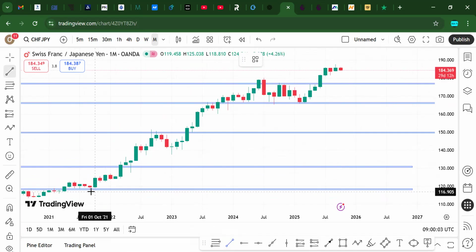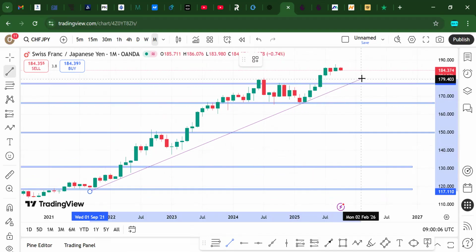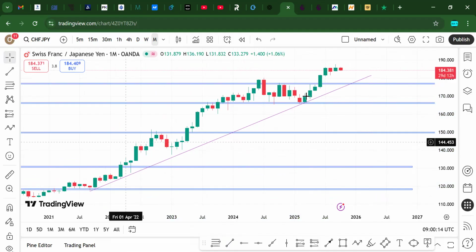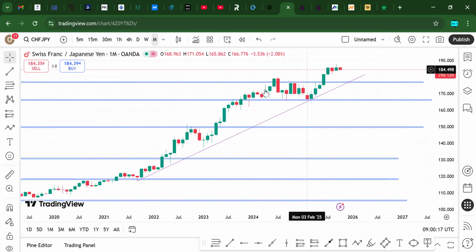and that's why we can easily put our trend line here and draw upwards. We can see that we already have several touches of this trend line. So the question is, what's my directional bias?